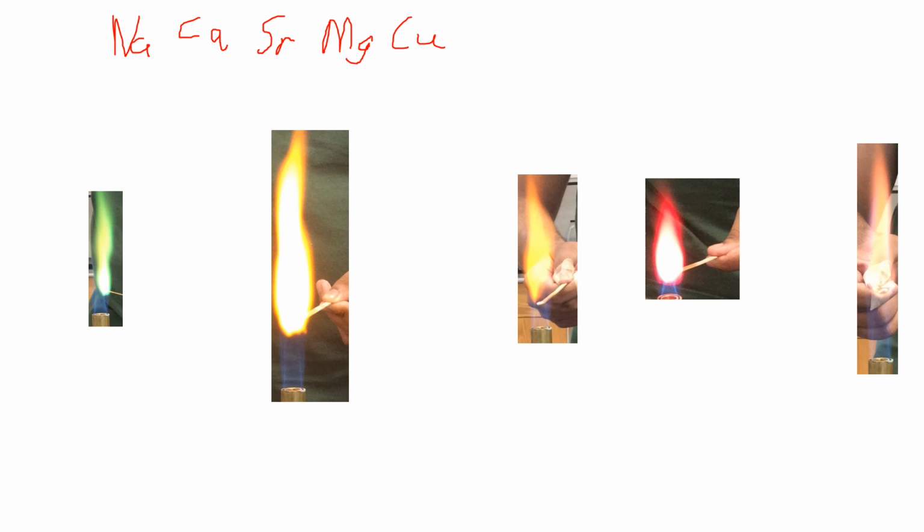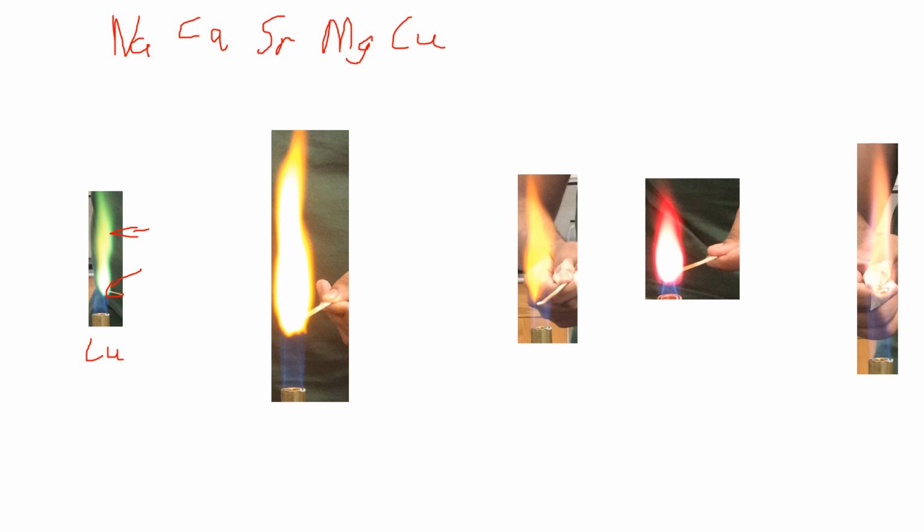So, here we have each element had its own color that it produced. Some looked a little bit similar than others, but they were all distinct colors. At least distinct enough for us to tell. Here we have copper. Copper creates a blue-green color. You see here, there's blue. A lot of blue forms at the base, but as you go up and up and up, you get green.